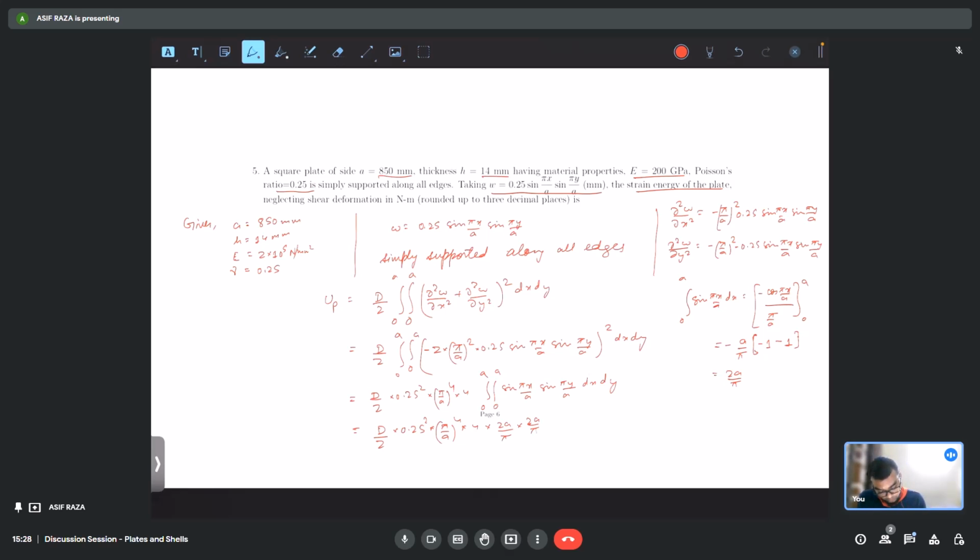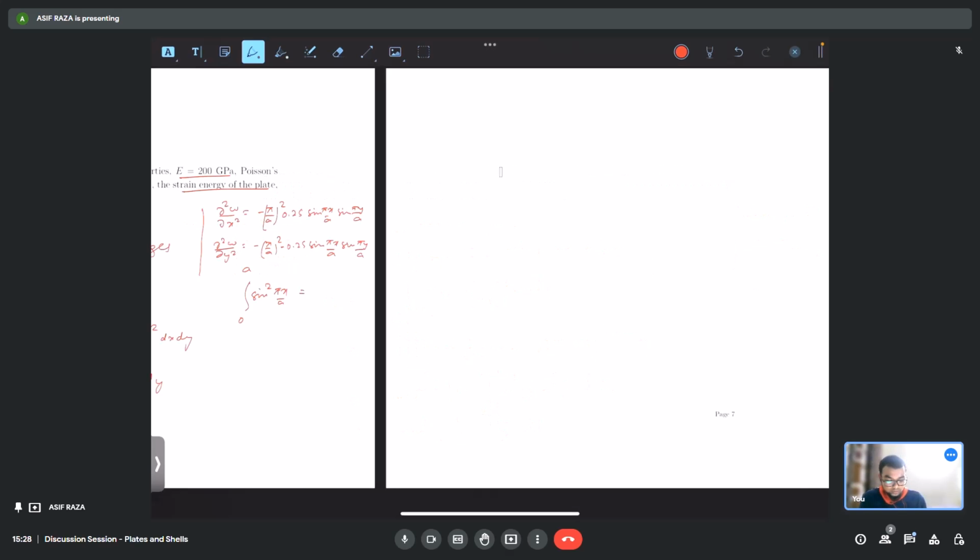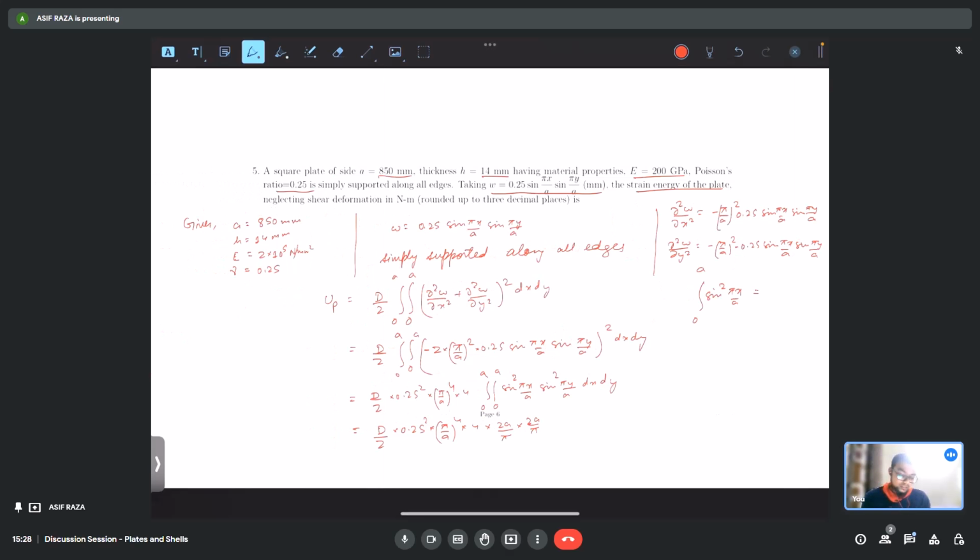Okay, this would be sin square pi x, sin square pi y. Okay, so sin square pi x by A from 0 to A is equal to 1 minus cos 2x over 2, and this will give me A by 2. So A by 2 times A by 2.